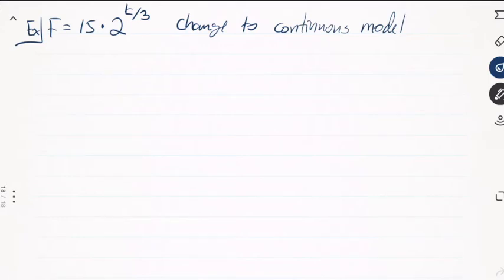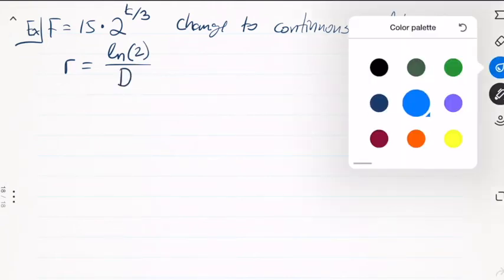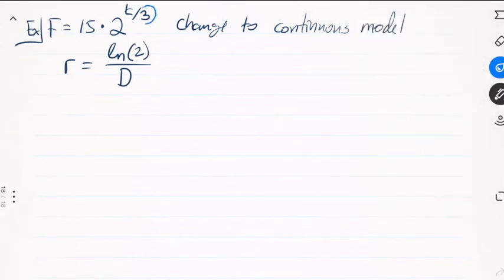So we can also go the other direction. The formula for the other direction is we're looking for the rate, and the formula looks almost the same. It's ln of 2 divided by the doubling factor. So in this case, the doubling factor is 3. That's the number in the bottom. So we're going to get r equal to ln of 2 divided by 3. And remember, r is going to be a decimal number, but we can interpret it as a percent. So ln of 2 divided by 3.